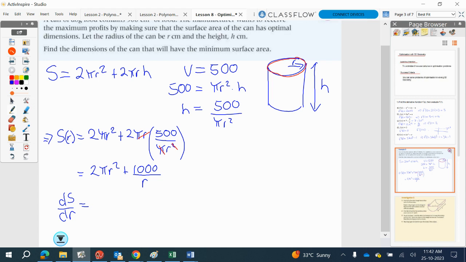So if it's a square at the bottom, then you're changing the sign, multiplying the top by 2, and making it negative. You can just memorize that. That's usually the answer. All right, so what do we have here as our answer? 4 pi r minus 1,000 over r squared.